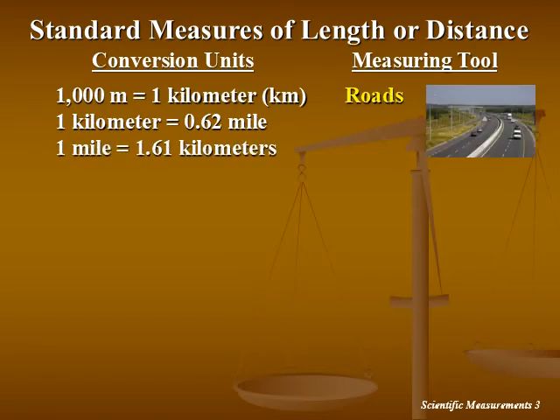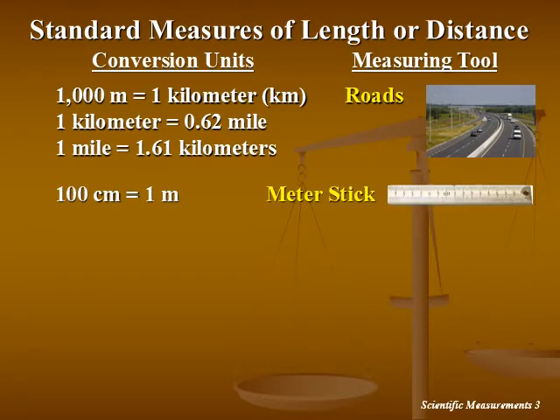This table shows the standard measures of length and distance. The left column has the conversion units, while the right column shows the tool used to make the measurement. There are 1000 meters in 1 kilometer. The kilometer is used to indicate the distance between points to a driver on a road. The unit of kilometers is used on roads throughout the world. However, in the United States, the distance is usually shown in miles. 1 kilometer is equal to 0.62 of a mile. 1 mile is equal to 1.61 kilometers.